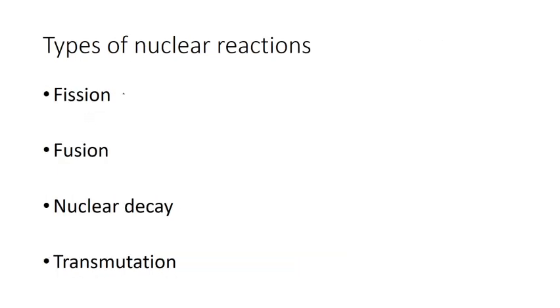Then we've got our four types of nuclear reaction: fission, fusion, nuclear decay, and transmutation. So we'll talk about each of those individually here.